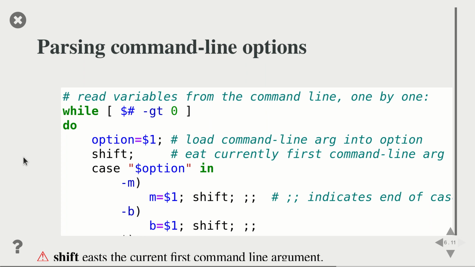So there's this command shift, and that simply removes the first command line argument from the argument list. So you have one less. So the logic here is the following. We loop over the command lines. We get the option. We remove that option from the list, and then we check what options we are talking about. And I use a case.